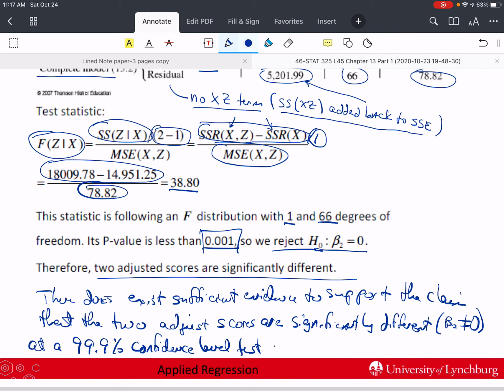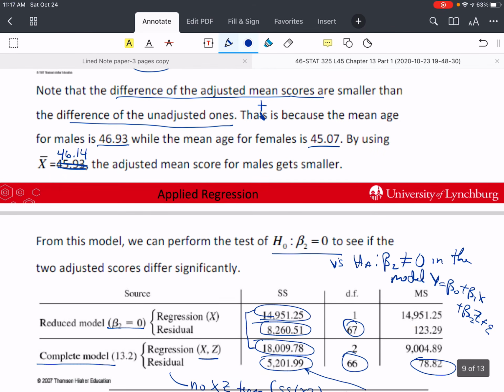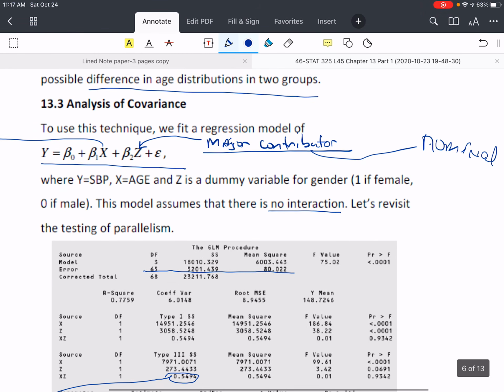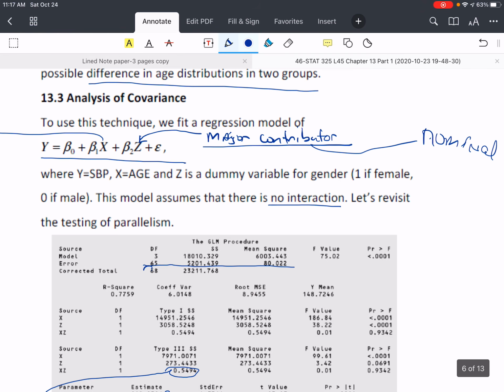Tested with a simple random sample of n equals, it looks like 68 or 69. Let's see what we have up here for the total. Oops, there it is. 69. Okay.